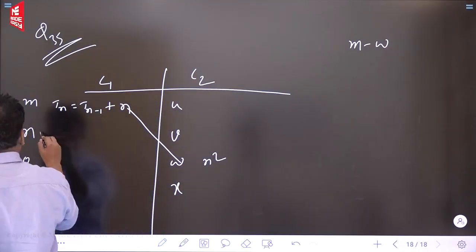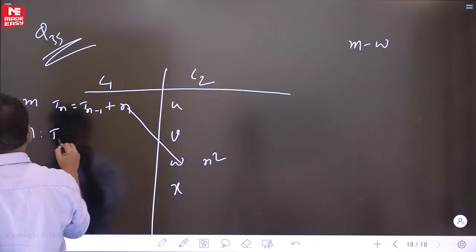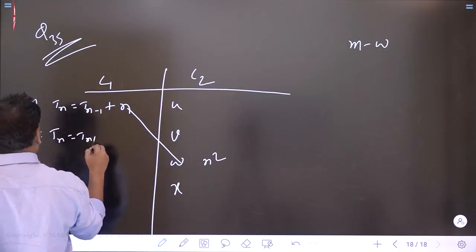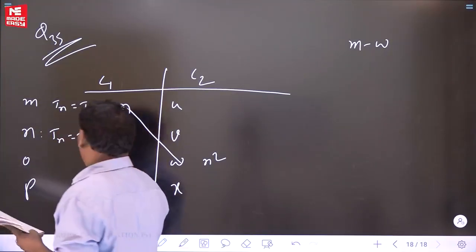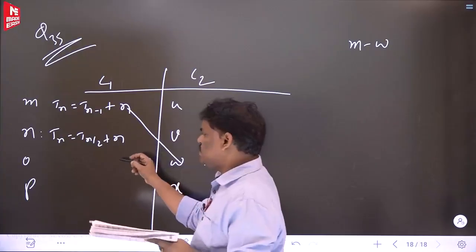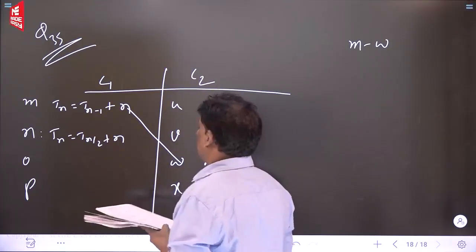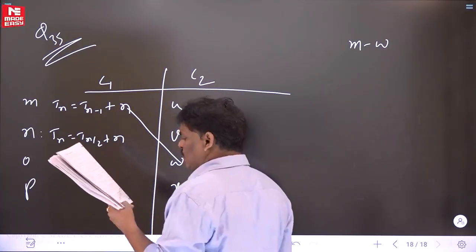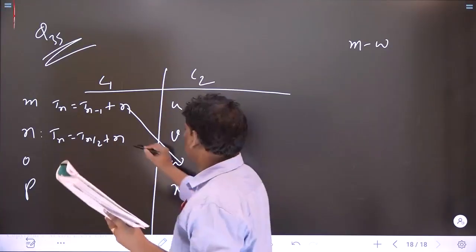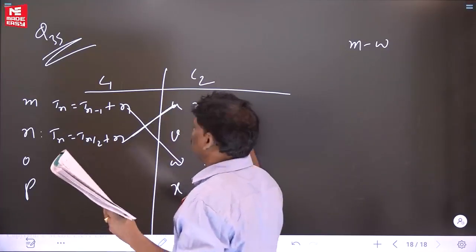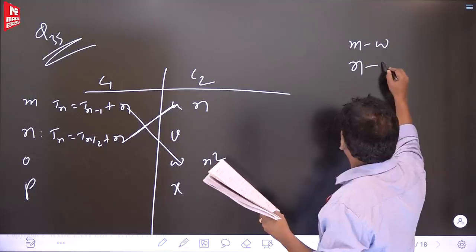N is going to be Tn is equal to Tn by 2 plus n. What is the answer? This is a decreasing GP series. I think the first term is the answer. This is going to be n. Which option? N. I think U. So N is going to be U.